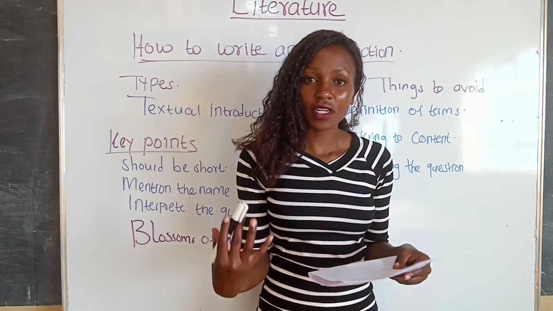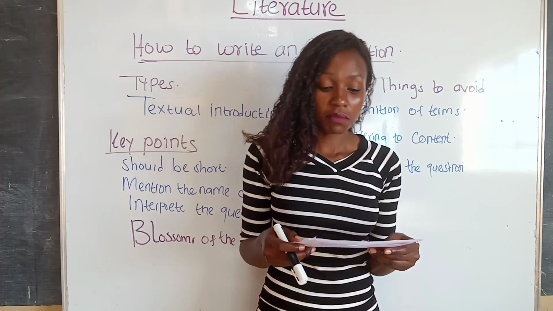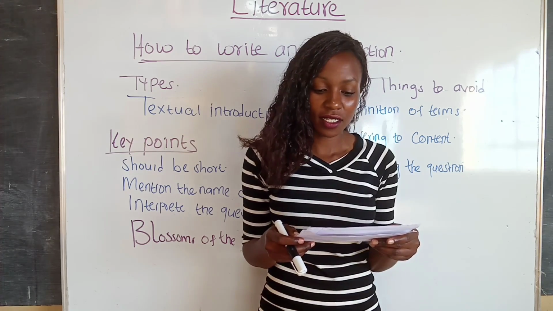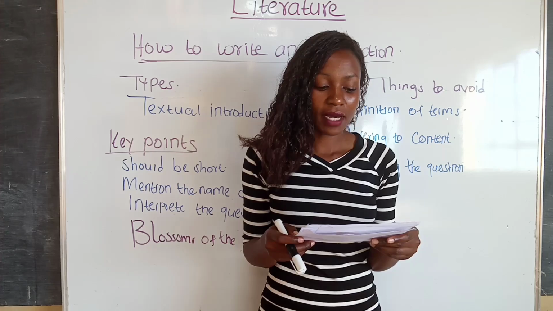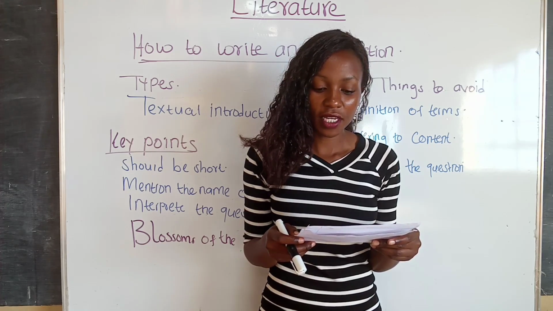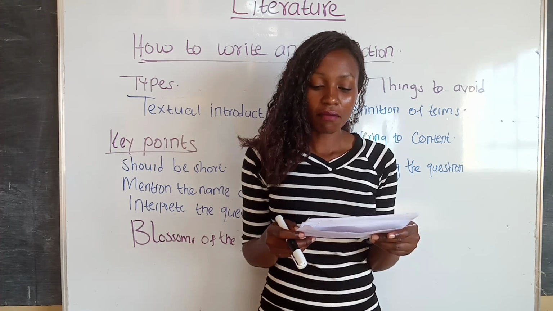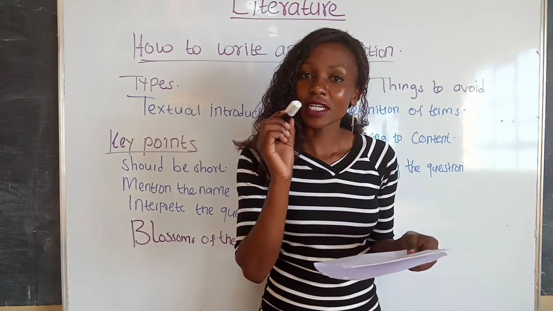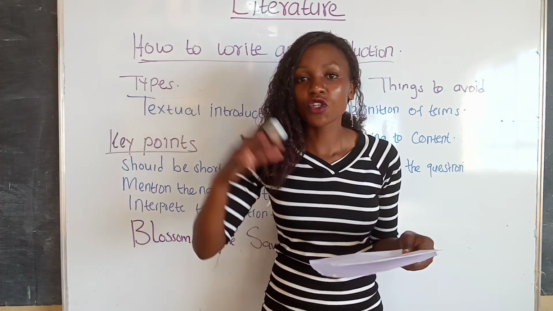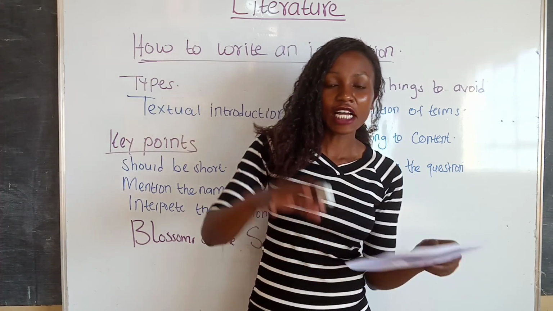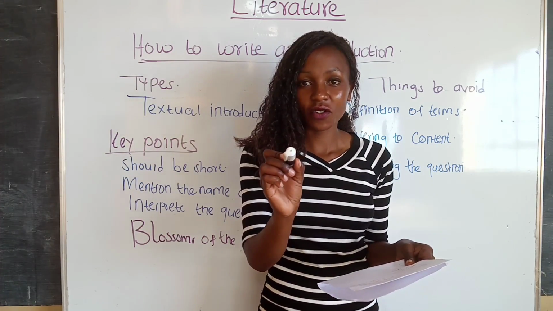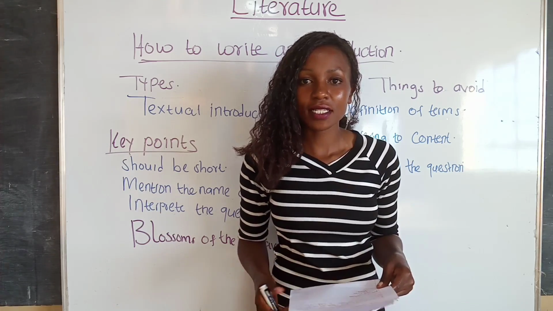For example, let me read the introduction again. In Blossoms of the Savannah, the issue of determination has been discussed in details. Characters who are determined ended up achieving their goals. This includes Nabaru and Resian. But if you say, for example, Resian was determined to join Egerton University and maybe she succeeded, that is a big no. That is content and you're going to lose some marks.